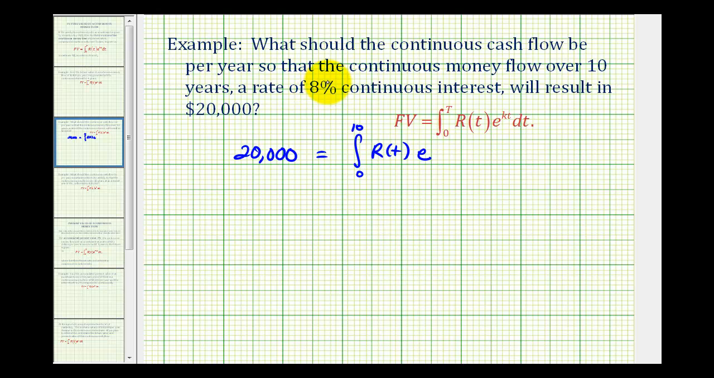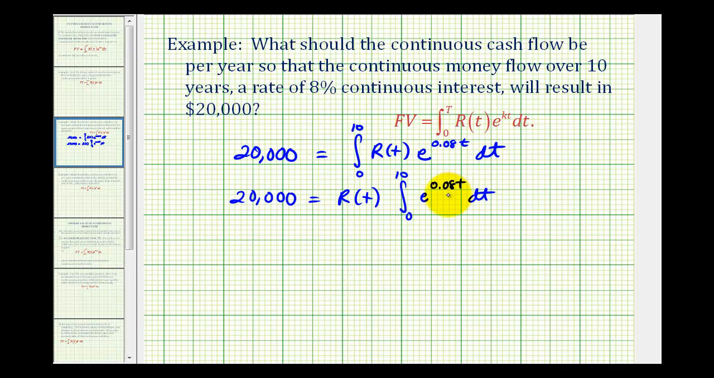Well, k will be 0.08 times t dt. Now, because R of t is a constant money flow, we can go ahead and pull this out of the integral. So we'll have 20,000 equals R of t times the integral from 0 to 10 of e to the 0.08 t dt.